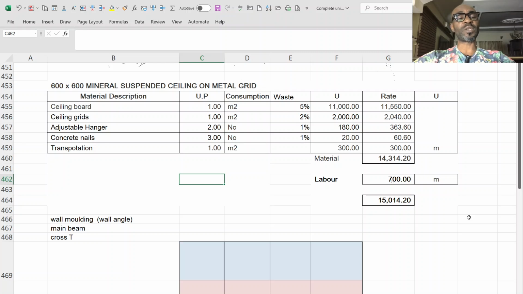In this episode, we shall be analyzing the unit rates or the unit cost of a 600 by 600 mineral suspended ceiling on metal grid.